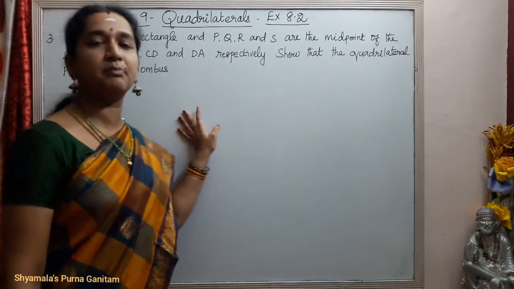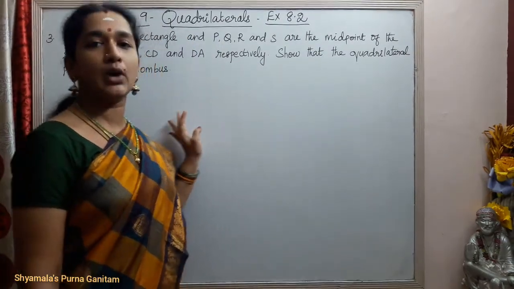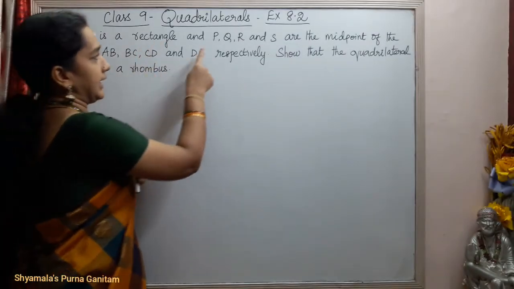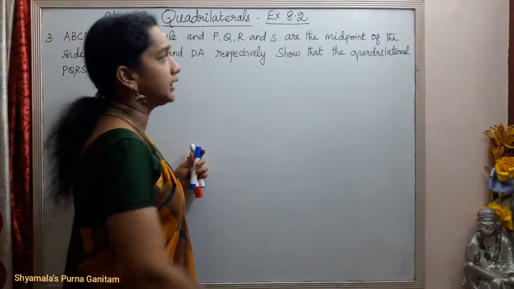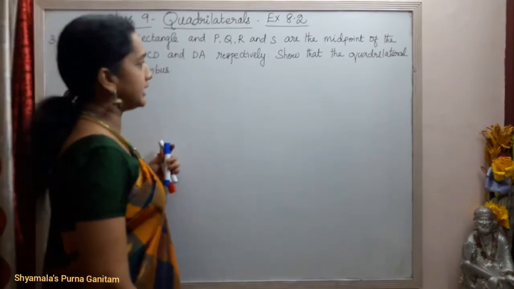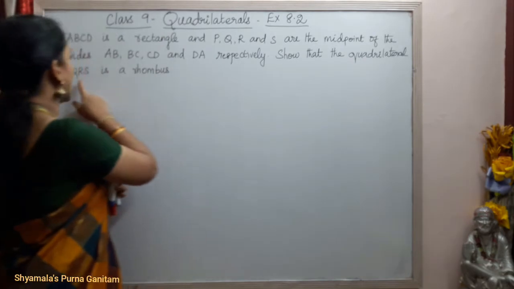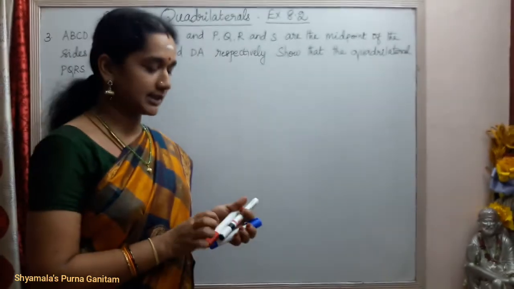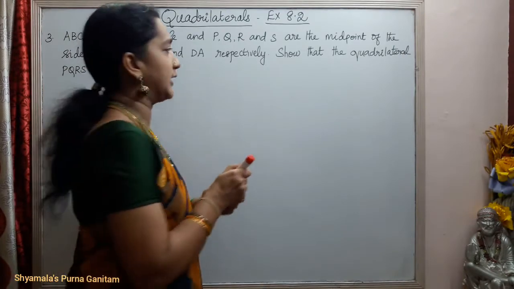Two sums I have completed in my previous class. Now in this class I will be doing the third sum. ABCD is a rectangle and P, Q, R, S are the midpoints of the sides AB, BC, CD and DA respectively. Show that the quadrilateral PQRS is a rhombus. For this question, the diagram is not given, so we have to draw it.